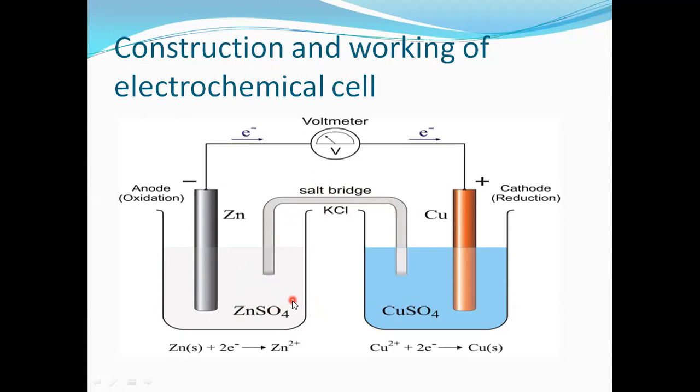So what will happen here? When there are two different solutions, one is zinc sulfate and the other is copper sulfate, with the zinc rod placed in the zinc sulfate and the copper rod placed in the copper sulfate, and the two solutions are connected along with the salt bridge, the first category of reaction is oxidation. What is known as oxidation? Loss of electrons is what we call oxidation. Zinc in the zinc sulfate is oxidized.